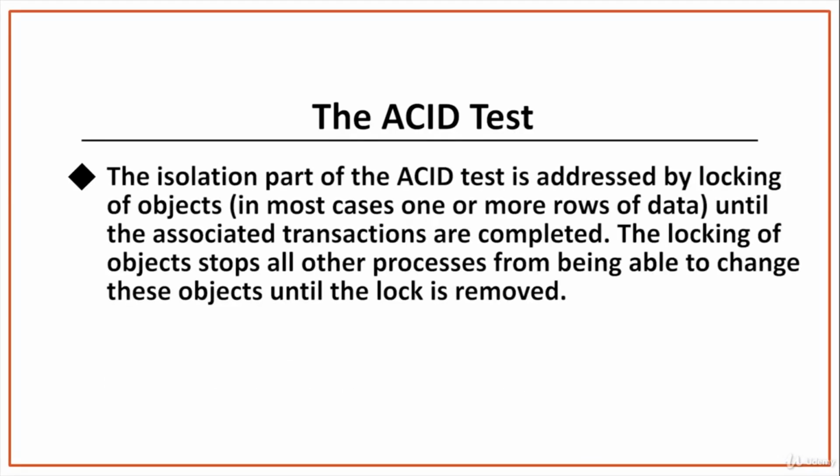The isolation part of the ACID test is addressed by locking objects, in most cases one or more rows of data, until the associated transactions are completed. The locking of objects stops all other processes from being able to change these objects until the lock is removed.